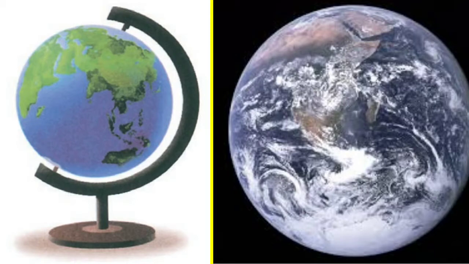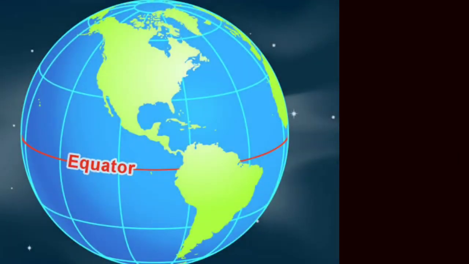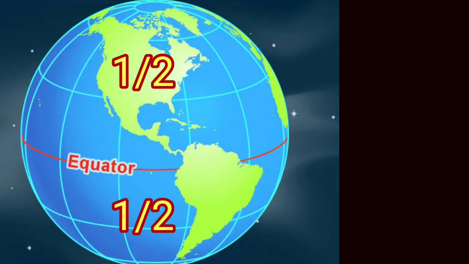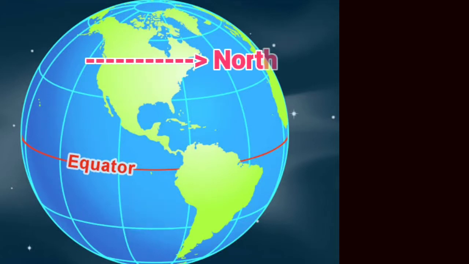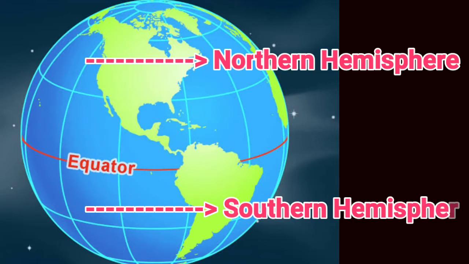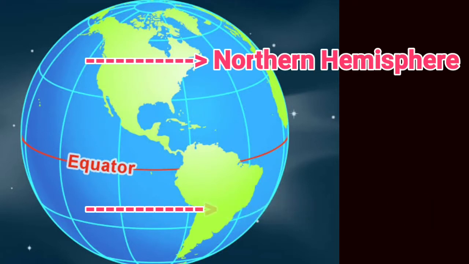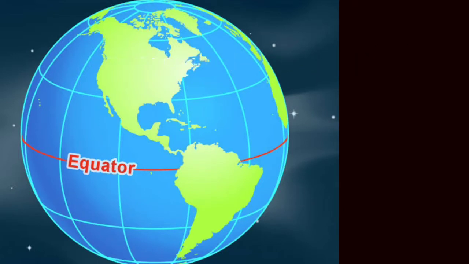Another imaginary line running on the globe divides the Earth into two equal halves horizontally. This line is known as the equator. It divides the Earth into two equal halves. The northern half of the Earth is known as the northern hemisphere and the southern half of the Earth is known as the southern hemisphere. It is very important in reference to locating places. Only from the equator we cannot locate places, but then also it is an important part of it.